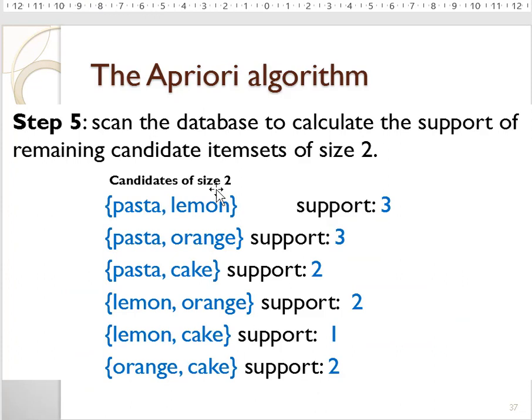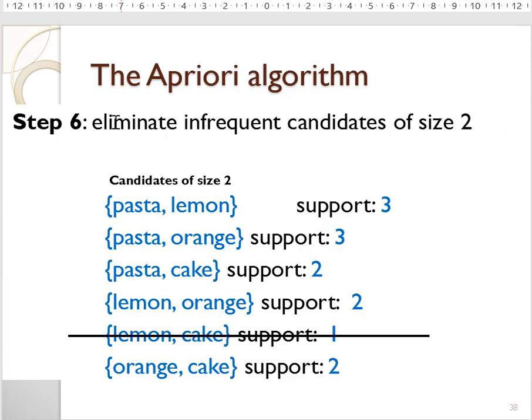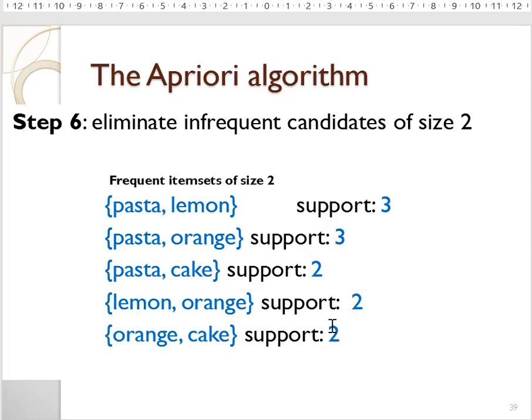Now, step 5. We have these candidates. We read the database to count the support. So we read the database and find that pasta lemon appears 3 times, pasta orange 3 times, pasta cake 2 times, lemon cake once, and so on. Now after we find this, we do step 6. We eliminate the infrequent candidates of size 2. So we eliminate lemon cake because it has a support of 1. It is not frequent.